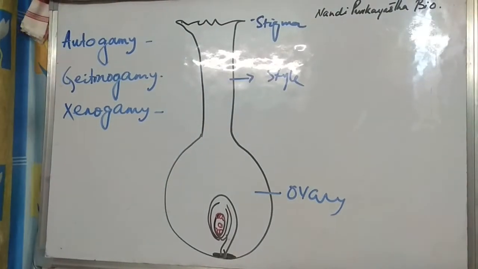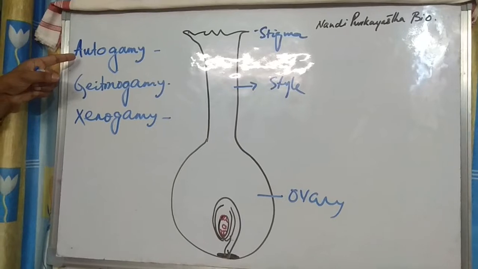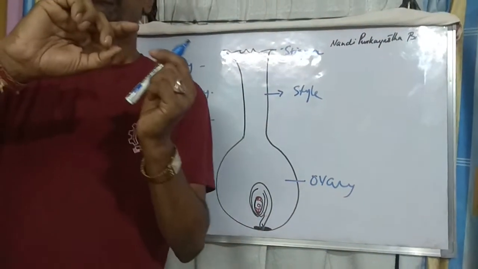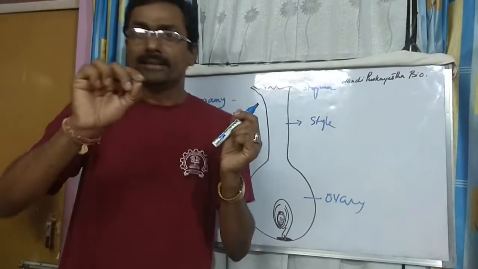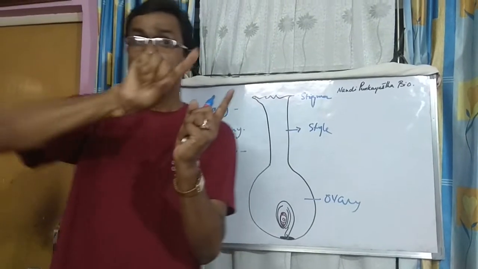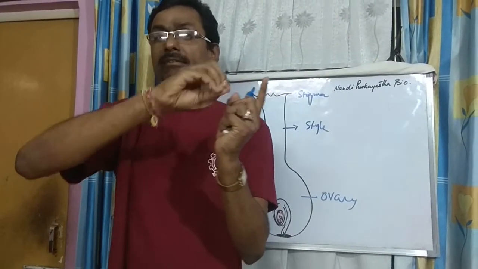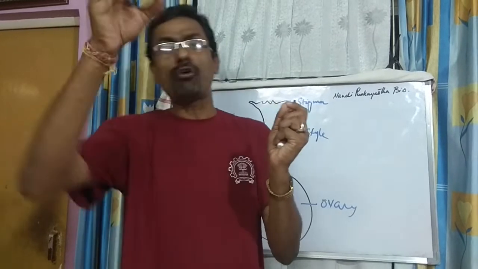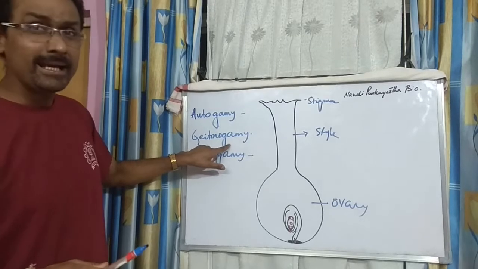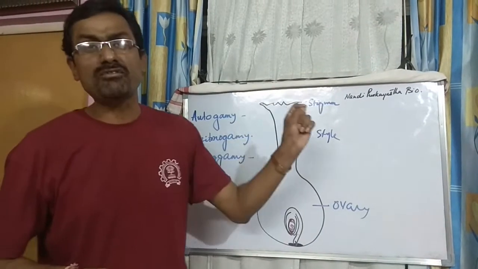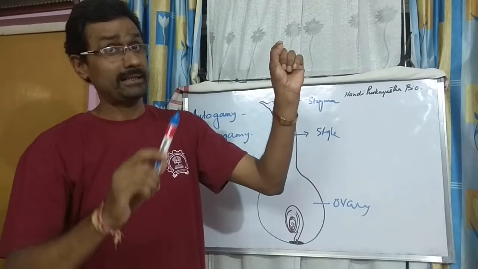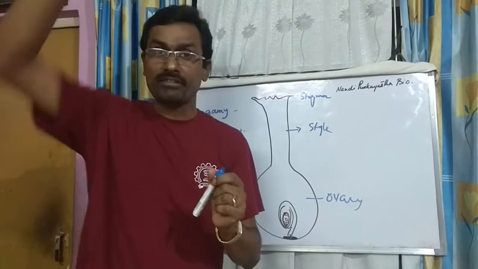Now let's have a little bit of idea related to that. Autogamy means what? When the pollen that comes out from the anther falls on the stigma of the same flower. Try to get it. But when you speak about geitonogamy, we are speaking about the transfer of pollen grain from the anther falling on another flower, but of the same plant.